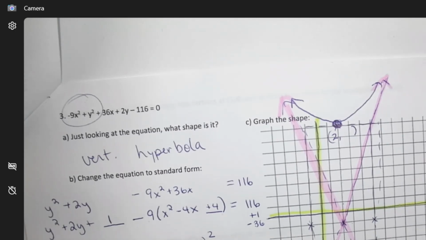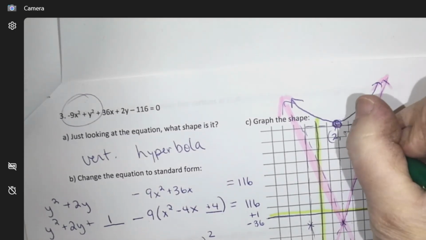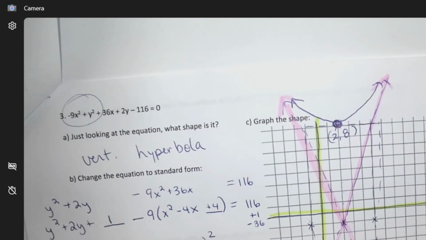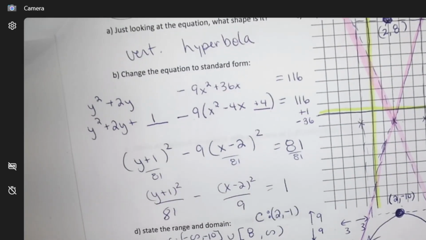If you're at negative 1 and you go 9 up, you should be at a height of 8. So I broke it up. And then this number and this number are 18 apart from each other. Does that make sense why they're 18 apart from each other? Right?